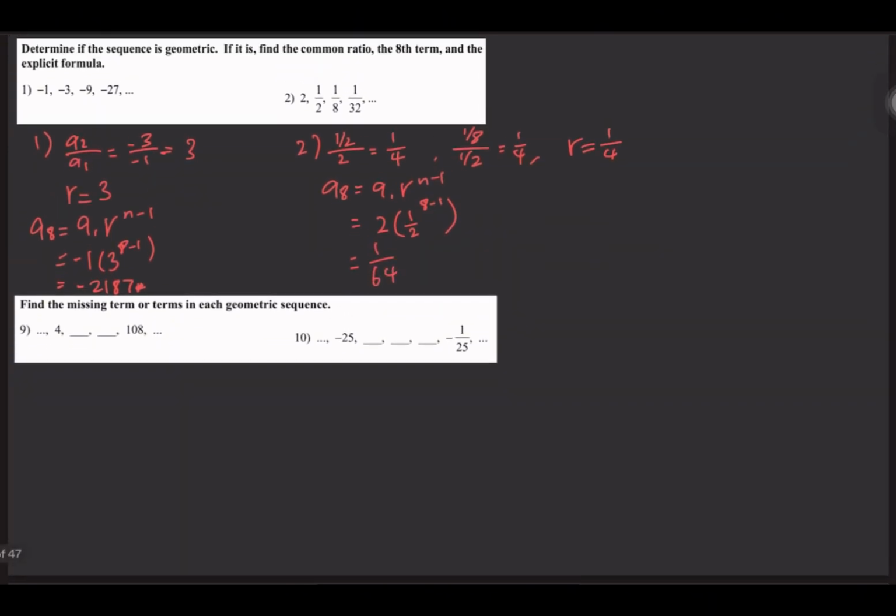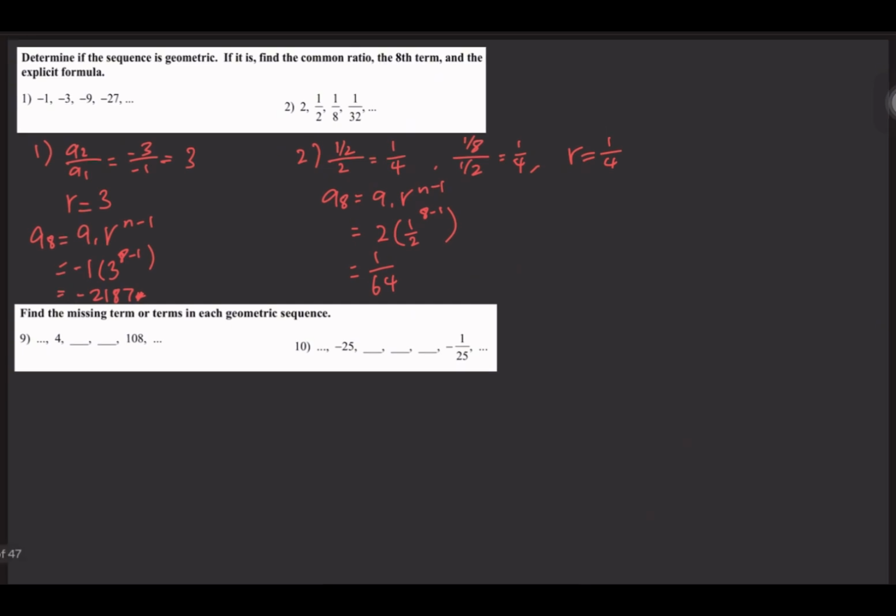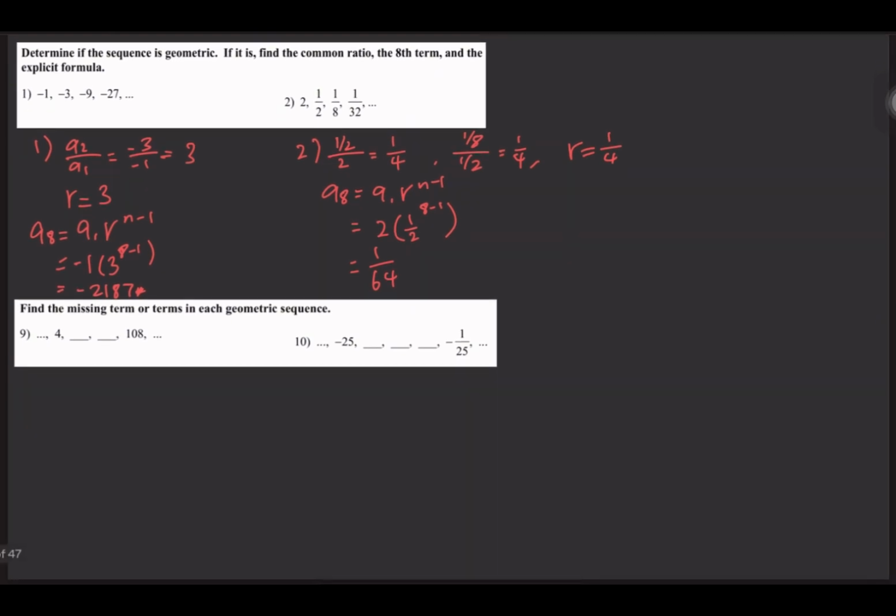That is that simple. As for the explicit formula, I won't be going over it because I've gone over how to do it in the arithmetic sequence video, and it's pretty much irrelevant to the current topic. And okay, now let's move on to question 9.